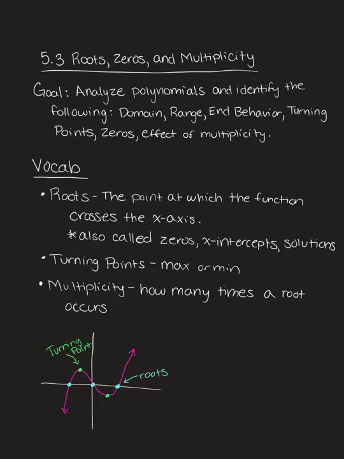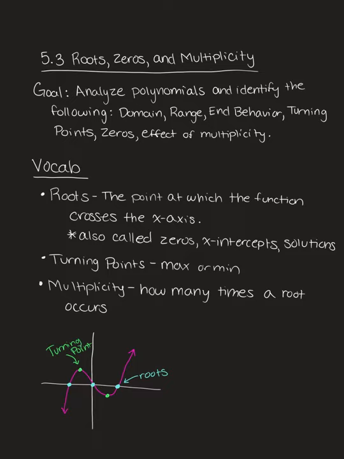There's a couple of vocab words that you need to know. The first one is roots. You may have heard this before whenever we talked about quadratics. It's the point at which the function crosses the x-axis. And I think this is so cool, I just found a lightsaber as a pointer. I'm very excited. But it crosses the x-axis. These are also called zeros, x-intercepts, and solutions, and I will use those interchangeably.